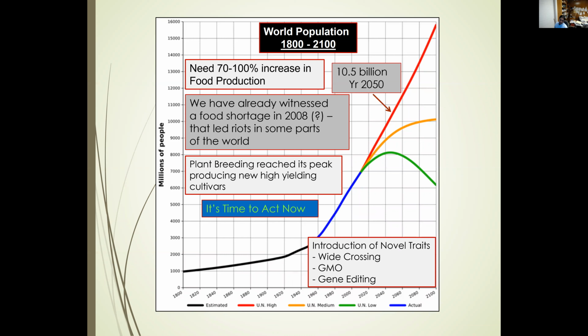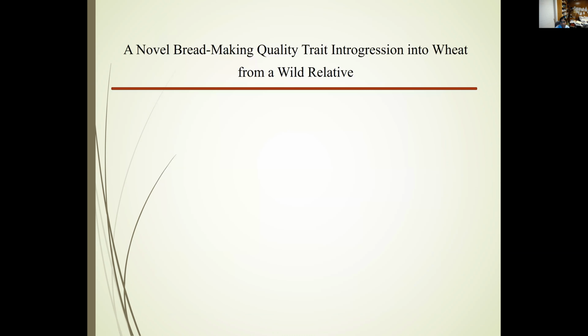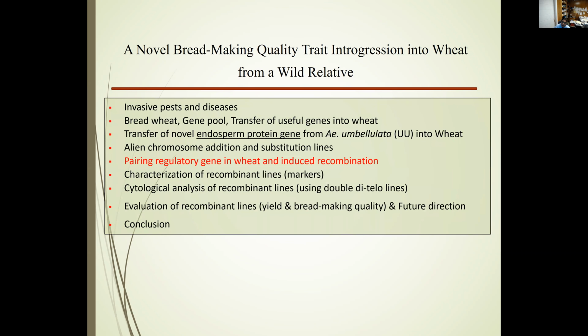So how can we achieve it with new science? I'm talking about GMO and gene editing, and I'm not going to talk anything about those today. That also is not my area. I'll be talking about how we can transfer the novel trait through wide crossing. The example would be in wheat. The trait I'm going to talk about is the bread making quality. And in bread making quality, there would be two different quality genes, gliadin and glutenin. I'm coming back on that.